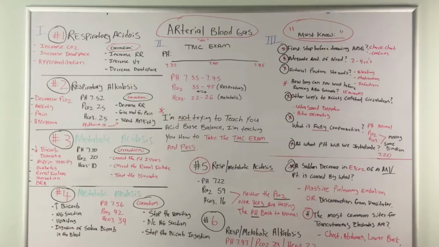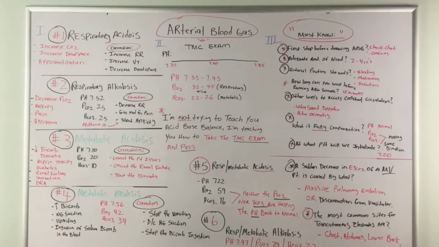exam. Now, starting out with number 1, respiratory acidosis. What are the causes of respiratory acidosis? Increased CO2, increased dead space, or hypoventilation. I've also shown you the correction. To correct respiratory acidosis, you have to increase the respiratory rate, or increase the tidal volume, or decrease dead space.